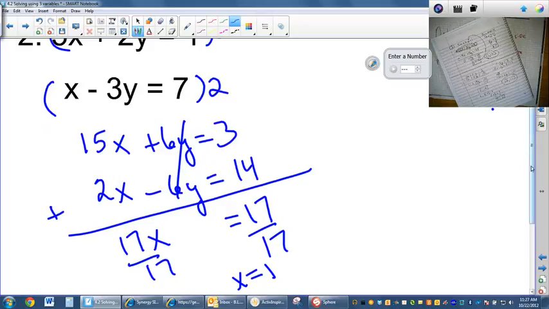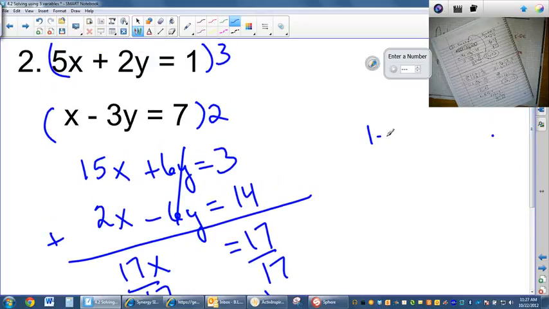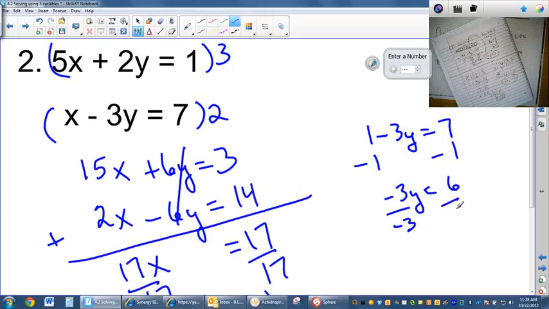So I want to take 1 and plug it back in here. So I get 1 minus 3y equals 8. I want to subtract them. Oh, 7. I want to subtract 1 from both sides. I get negative 3y equals positive 6. I divide by negative 3. I get y equals negative 7. I got the answer doing it both ways.